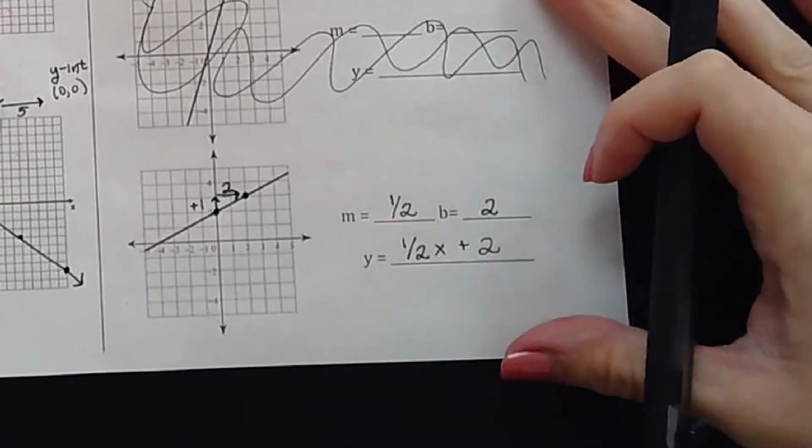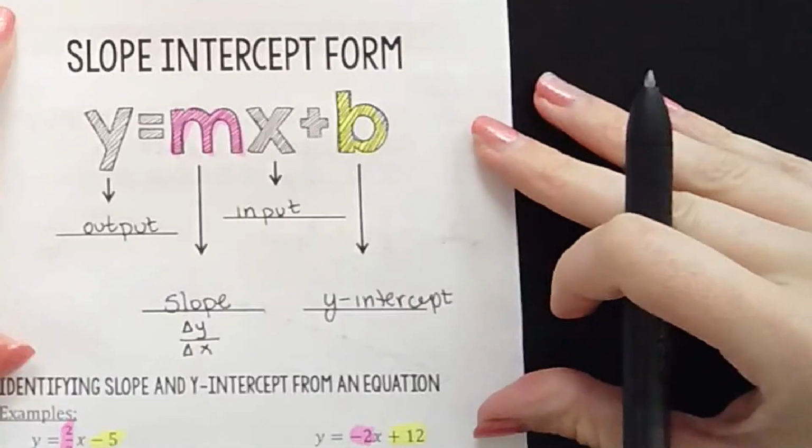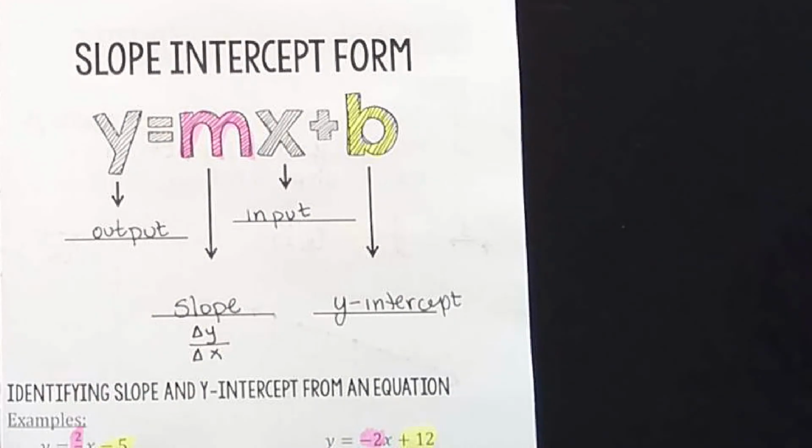Once you are done with your notes, glue them into your notebook on page 31 or whatever your next page is after your table of contents and start homework 15.